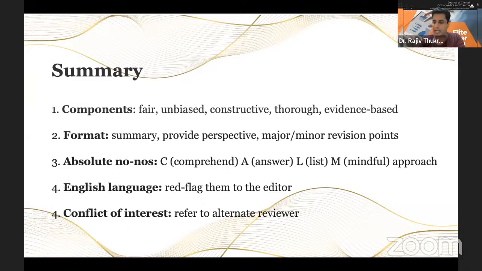As far as the English language is concerned, both the authors stated that they come from backgrounds where English was not their primary language. And they said, do not reject a paper purely because of the English language.